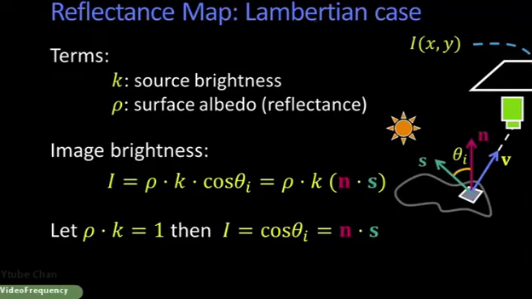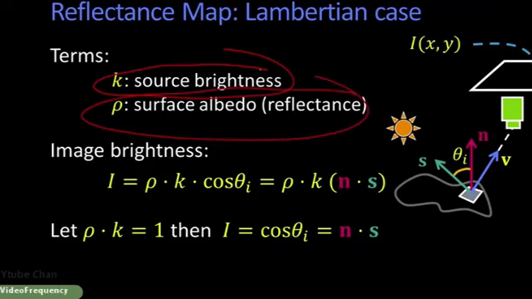Here we have our same math again. We're going to assume that we've got some source brightness, which we'll just call K here. We have some surface albedo, rho. And we're just going to use the same equation as before: rho times K times the cosine of the incident angle. That's the angle between the source and the normal, and it's what determines how bright our image is.